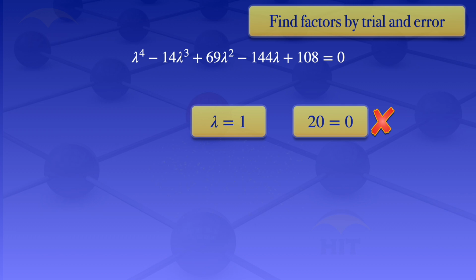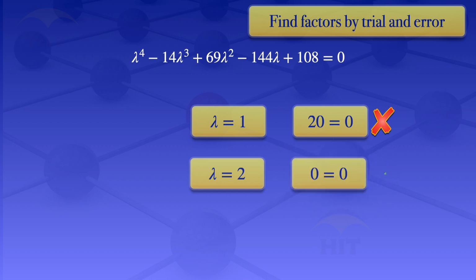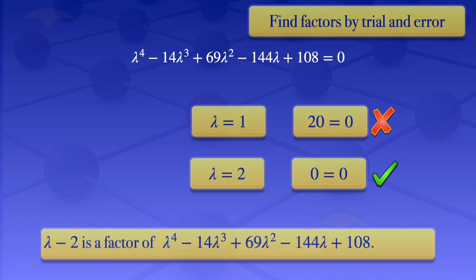We can try lambda equals to 2. If we substitute lambda equals to 2 into that equation, we would have 16 minus 112 plus 276 minus 288 plus 108, which will give us a 0, and we would have a 0 equals to 0, which is true. So what we would have there is lambda minus 2 is a factor of lambda to the power 4 minus 14 lambda cubed plus 69 lambda squared minus 144 lambda plus 108.